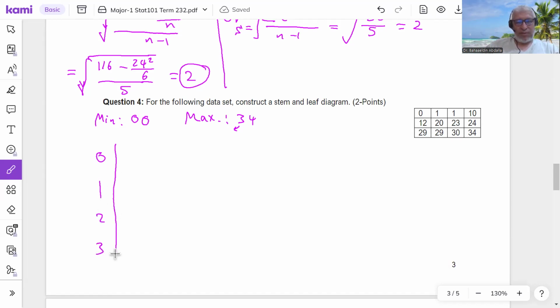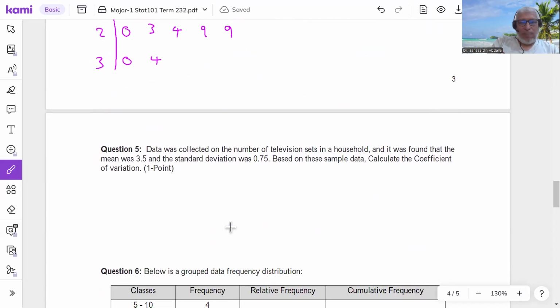These are the stems. And now the first number is 0, so I write 0 here, 0, 0. 1, so I write 1, 1. So this is 0, 0, 0, 1, 0, 1, or 1. 10, 1, 0. I have also 12. I have 20, 23, 24, 29, 29. I have 30 and 34. 3, 5, 10, 12. I have 12 numbers, so I didn't forget anything. So this is the answer.